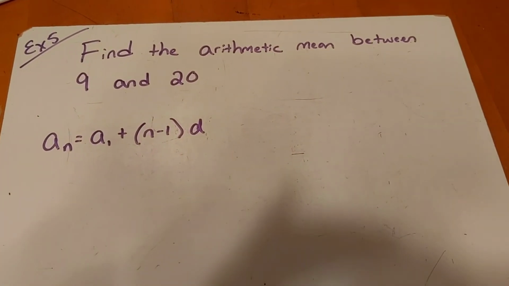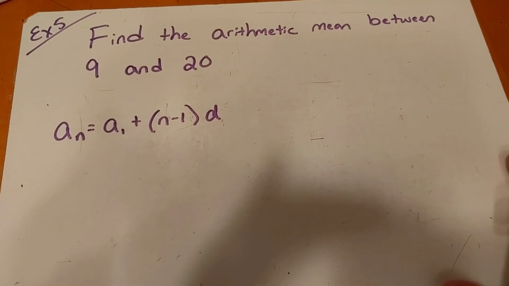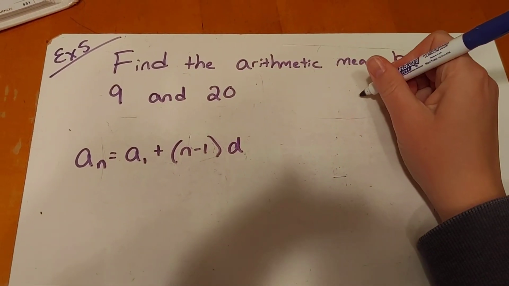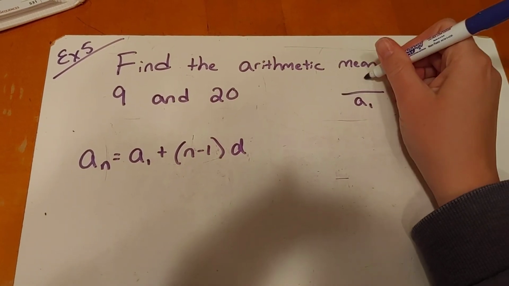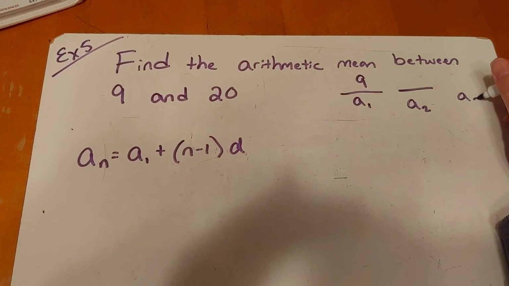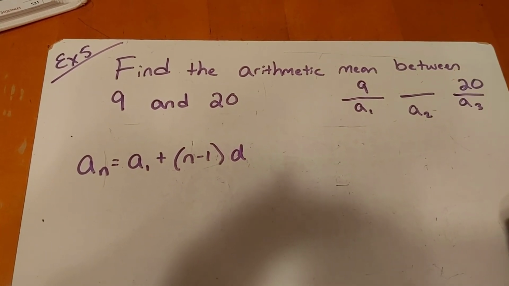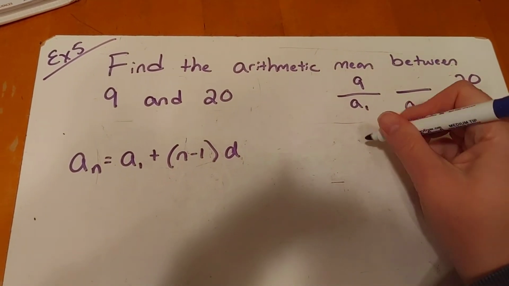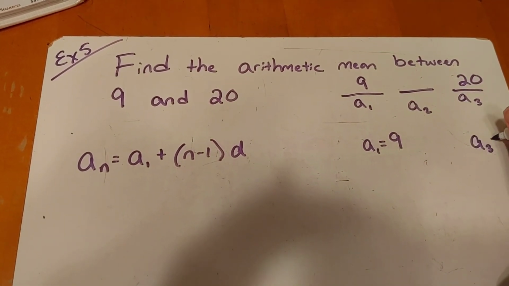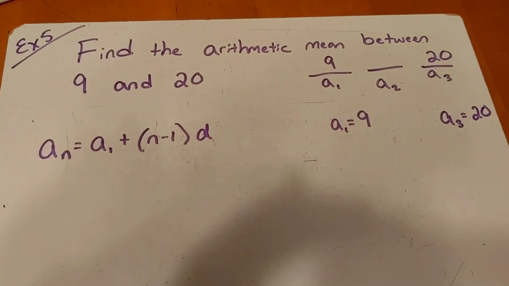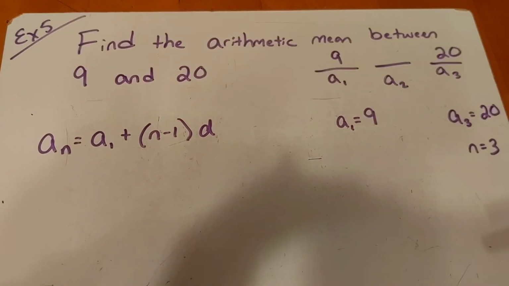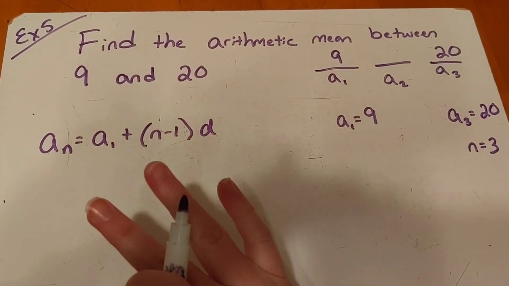All right, for our final example, 5. Find the arithmetic mean between 9 and 20. Oh, so just 1 this time. All right, so my first term is 9. Then I am missing my second term, but my third term is 20. All right, this seems very manageable because my first term is given as 9. My third term is given as 20, which means that when n is 3, A sub n is 20. Just going to point that out so we can use that in our formula over here to find D.